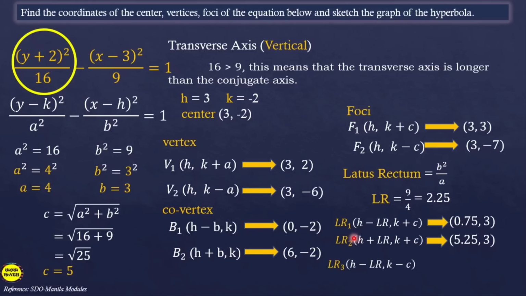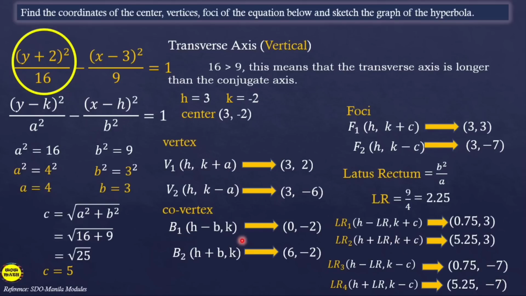Then yung LR3 natin, h minus LR. So nakuha na natin yan, 0.75. And then k, negative 2 minus 5. So that is negative 7. And then yung LR4 natin, that is h plus LR, ito yon, nakuha na rin natin kanina, 5.25, negative 7.